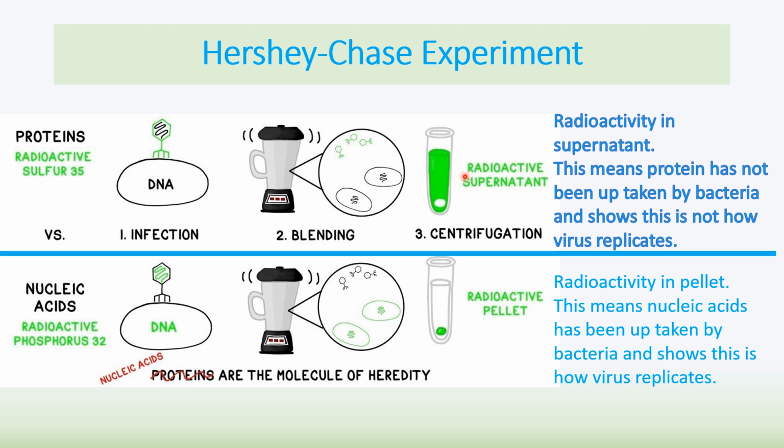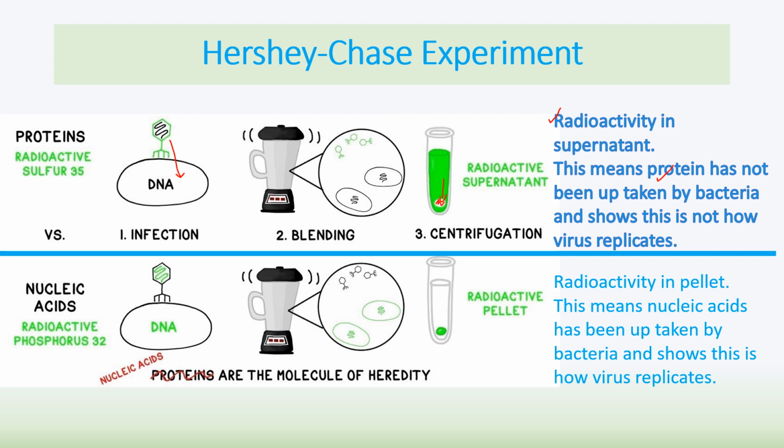They spin it at high speeds, and the bacteria cells would have gone to the bottom because they would have been heaviest, and if the protein from the virus was incorporated into the bacteria cells, they would have had the protein in this bit here, but it wasn't. It was found in the supernatant. So the radioactivity was in the supernatant. The protein therefore had not been taken up by the bacteria, and it showed that that isn't inherited by the bacteria. The virus doesn't replicate this way.